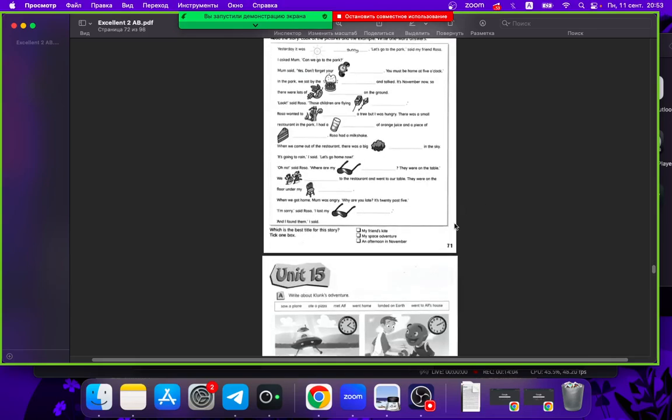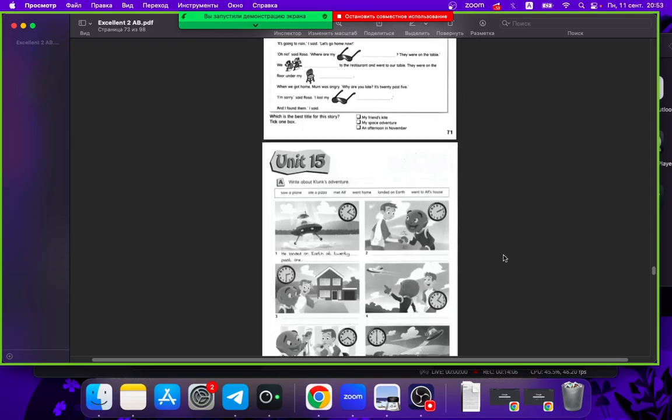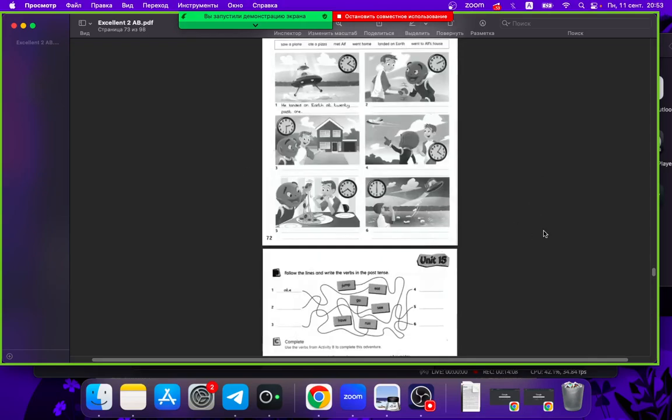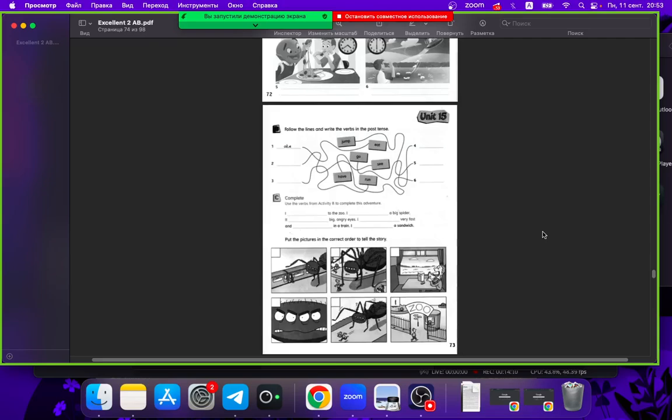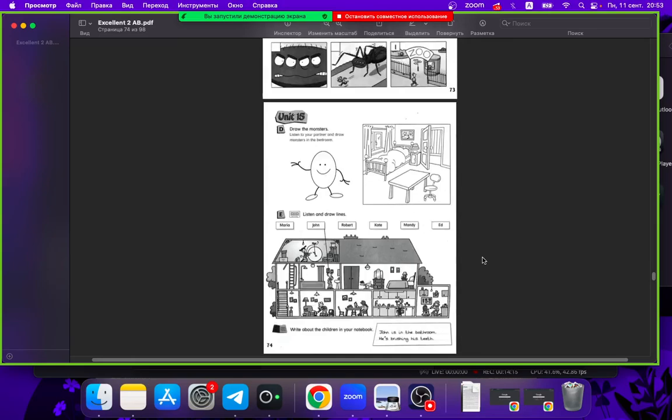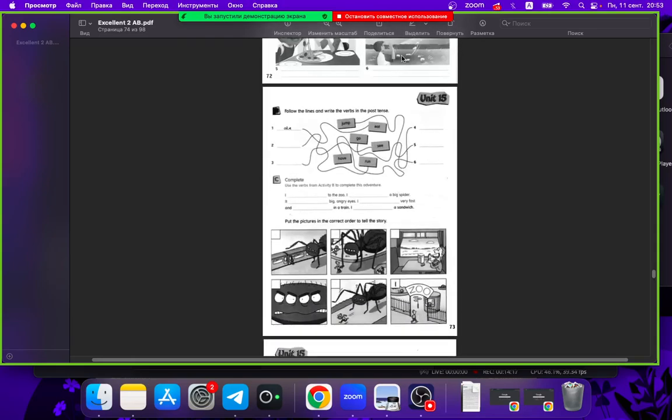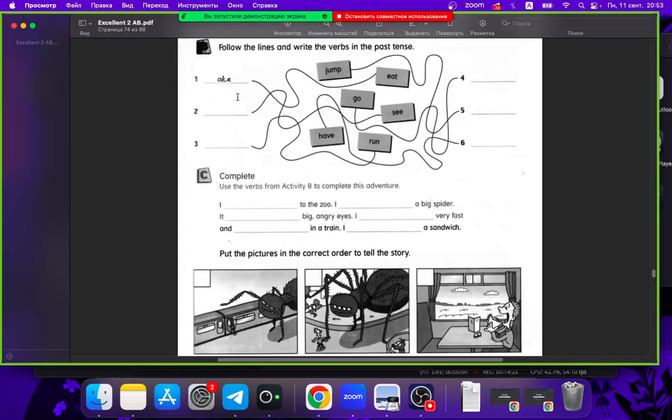There is an exercise that we have worked with, and there are several exercises for Unit 14. We are not going to work with them right now. I just would like us to look at one exercise and write down the words over here on page 73. Please open page 73 and let's look at activity A, B, and C. Here we can see several verbs. Jump, eat, go.